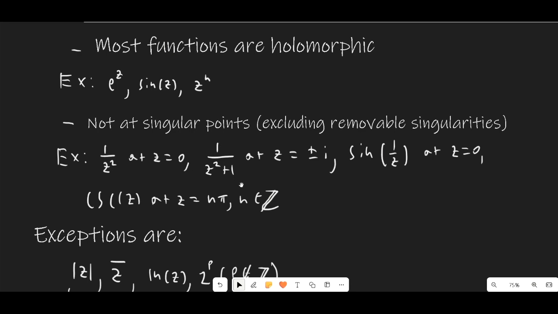1 over z squared plus 1 at z equals plus or minus i, sine of 1 over z at z equals 0 because again of that singularity, and cosecant of z at z equals n pi for n an element of the integers. So that just means that this has infinitely many discontinuities or singularities, and those are all points where this function is not analytic, but everywhere else it is analytic and holomorphic.